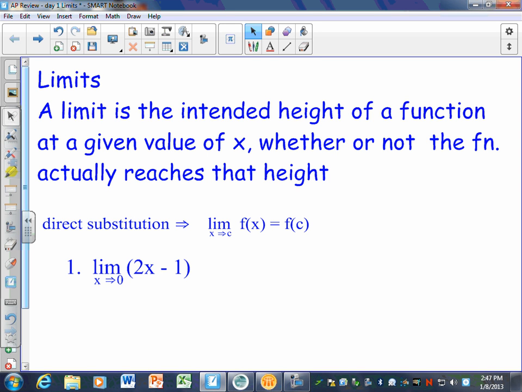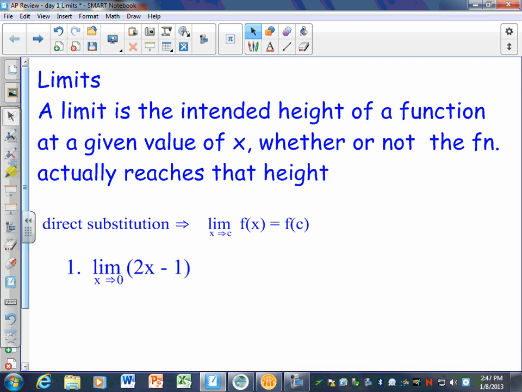It says limits. A limit is the intended height of a function at a given value of x, whether or not the function actually reaches that height. Remember that it's not what is the y value, it's what is the graph getting closer and closer to as you're approaching it. And there's a few properties here.